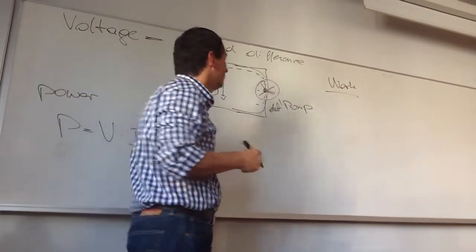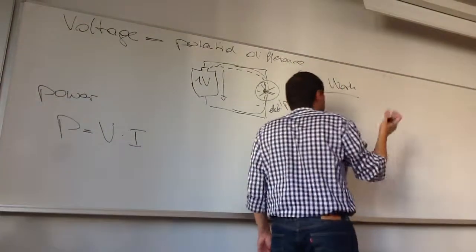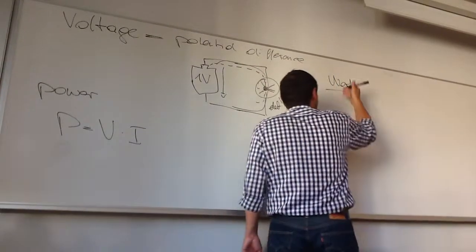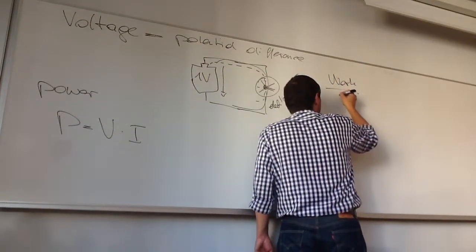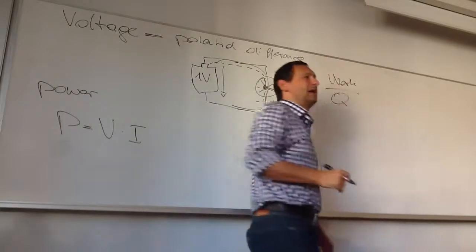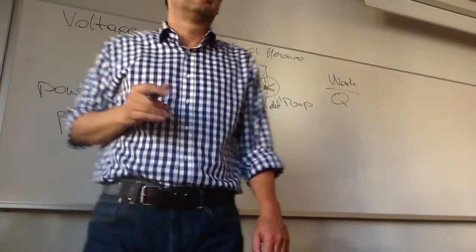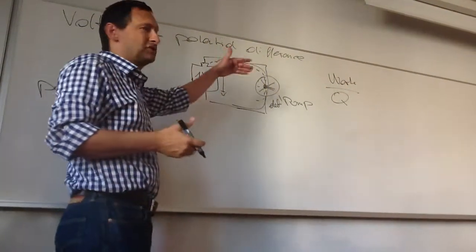The charge are the electrons you pump from one end to the other. Yeah? So that's more or less the same as potential energy. So it's the work divided by the charge you have pumped. And the charge are the number of charge carriers. Yeah?